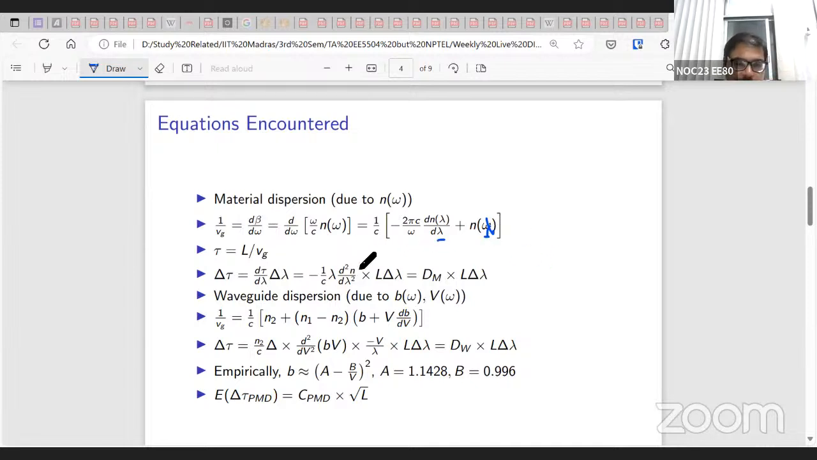For a wave traveling at velocity vg, it will take L by vg time to travel through the length of the fiber. So for two different values of this group velocity, what is the time spread that we write here? Basically we introduce this material dispersion parameter, which is equal to this part.